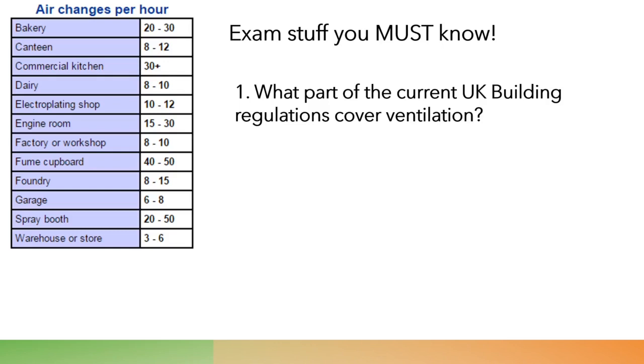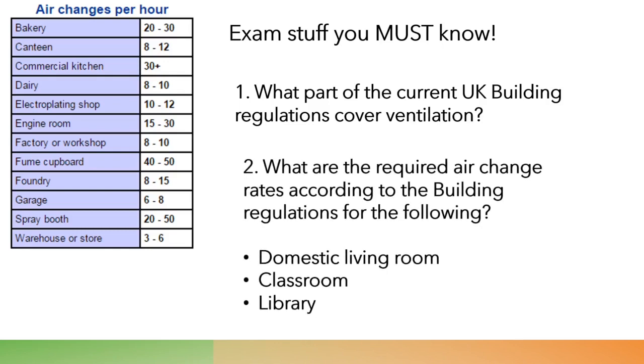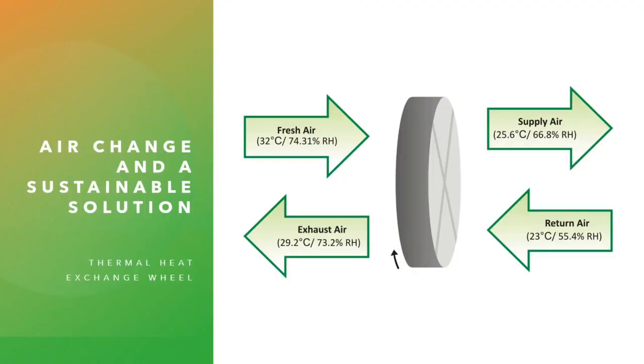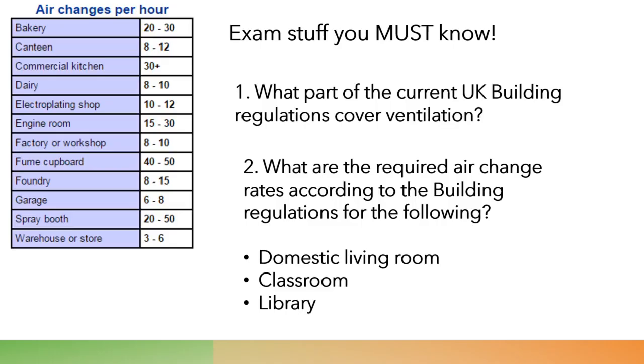And when you've found it, you need to look into it and investigate the following. What are the required air change rates according to the building regulations for the following? I want you to tell me how many air changes per hour for a domestic living room, as in the living room in your house. It's quite easy. All you need to do is measure the cubic meterage. Whoa, don't know what happened there. That's because I didn't have my pen on.